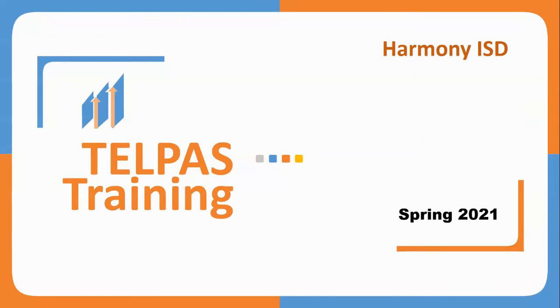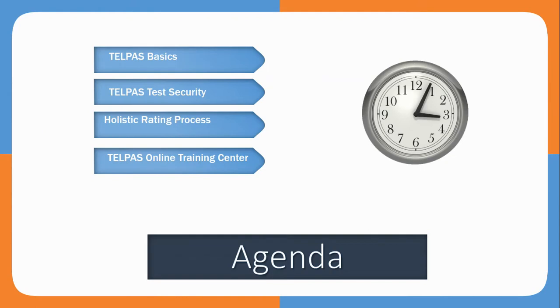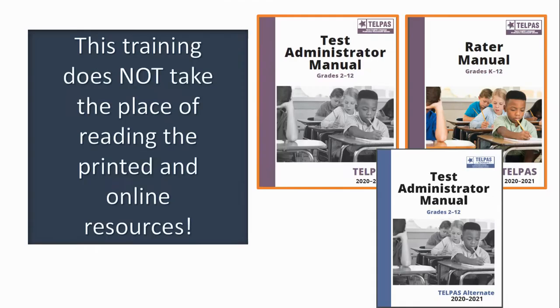Welcome to the 2021 TELPAS Grades K-1 Holistic Training. You are required to take part in this training because you currently have an EL student in your classroom and will be required to rate the student. The agenda for this training includes TELPAS Basics, TELPAS Test Security, Holistic Rating Process, and TELPAS Online Training Center.